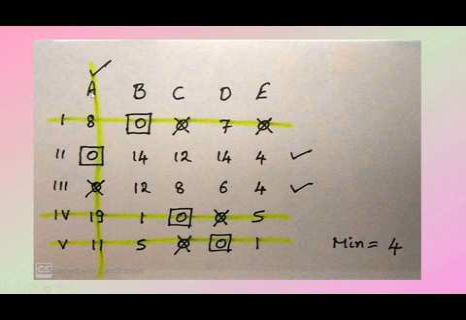So I go column wise. First column has two zeros. Second column has only one zero. Third column has three zeros. Fourth column has two zeros. Fifth column has only one zero. So column wise I go. The column with the minimum number of zeros is the second column. So in the second column I find a zero, I make an assignment. I cross the zeros in the same row and same column.